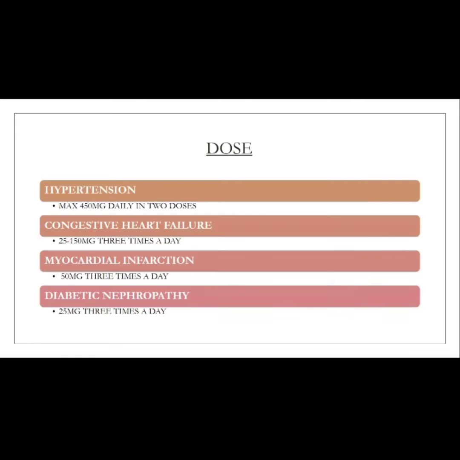Let's talk about the dose of captopril. According to the condition, the captopril dose is adjusted. Firstly, hypertension: a maximum of 450 milligrams daily can be given in two doses, like a morning and evening dose. Secondly, congestive heart failure is a case in which 25 to 150 mg can be given 3 times a day. In myocardial infarction, about 50 mg 3 times a day can be given, and in diabetic nephropathy, 25 mg can be given 3 times a day.